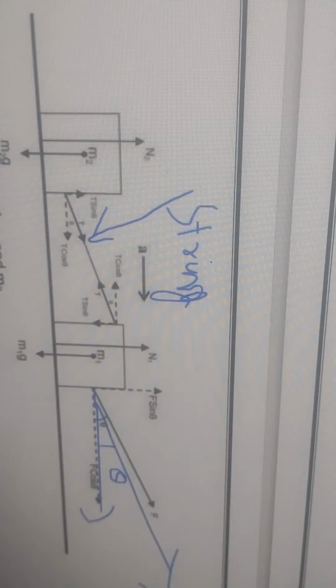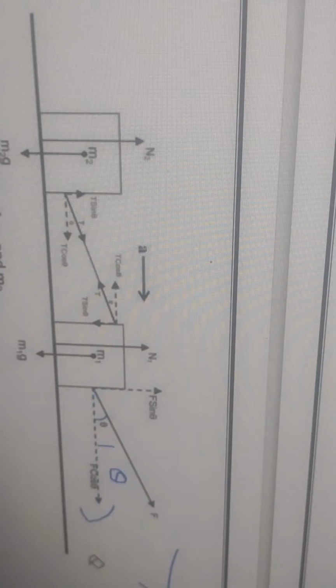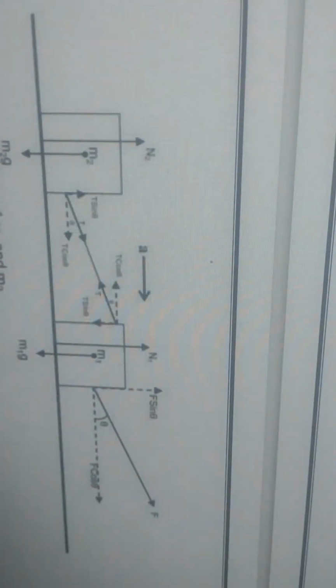So for the vertical equilibrium, there is a tension between these two. This is a string with an accelerator. This is a triangle like this. So we can draw a bigger triangle so that you can understand this now.